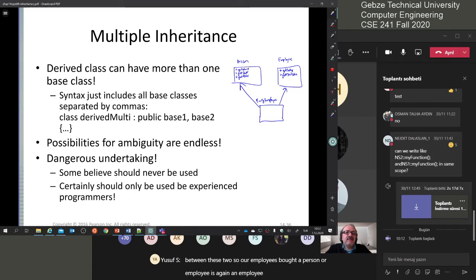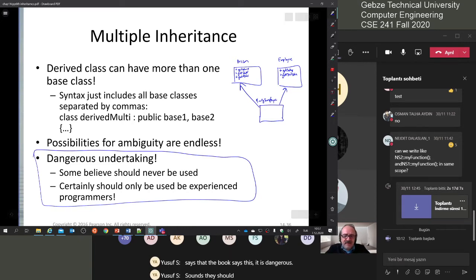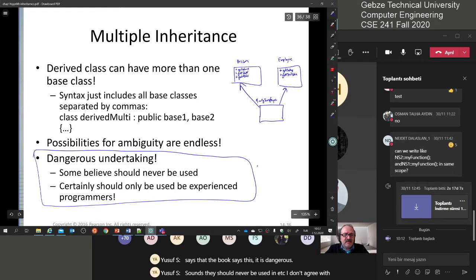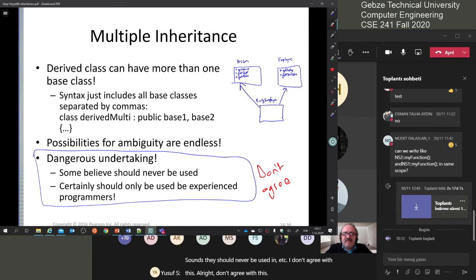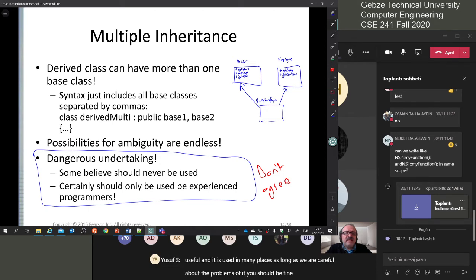Okay, so we need to be careful a little bit about this. The book says this. It is dangerous. Some say it should never be used, and so on. I don't agree with this, because multiple inheritance is useful and it is used in many places. As long as you are careful about the problems of it, you should be fine. Where does the problem come from? The problem usually comes from this.